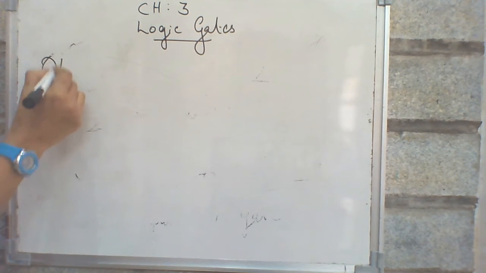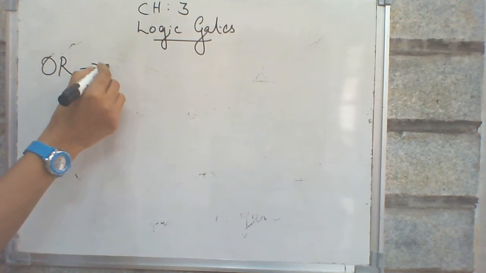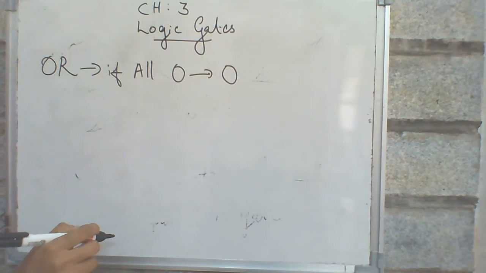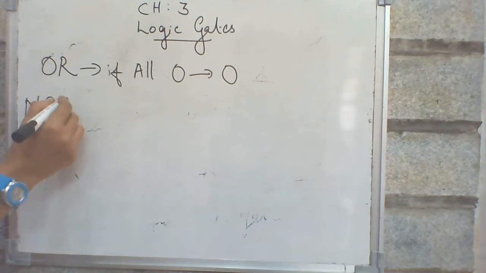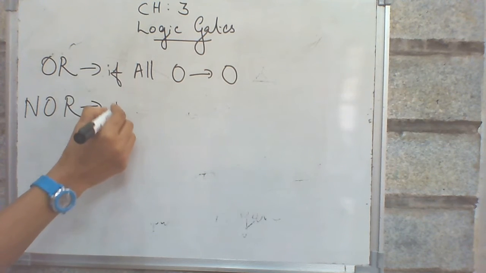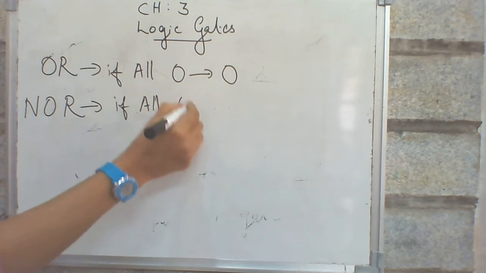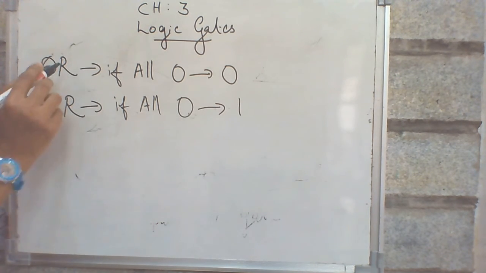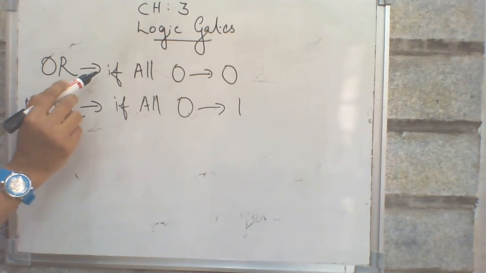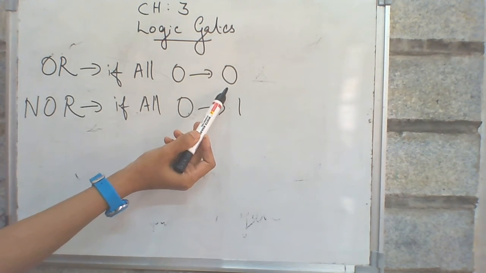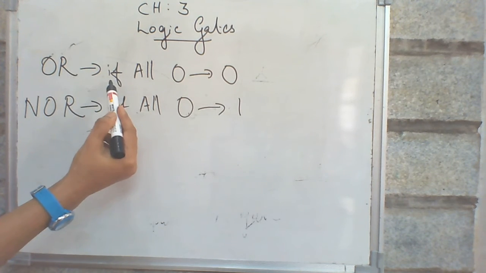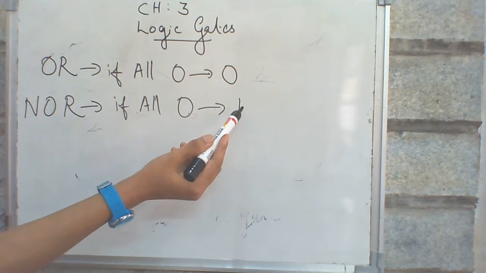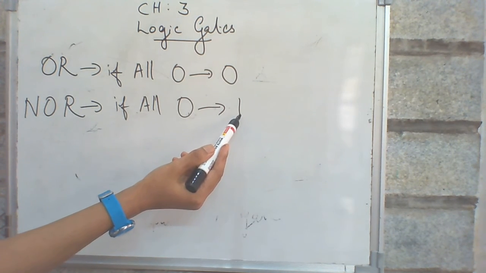In OR gate, what will be the output? If all the inputs are 0, output will be 0. But in NOR gate, it is the same, opposite of this one. If all inputs are 0, output will be 1.